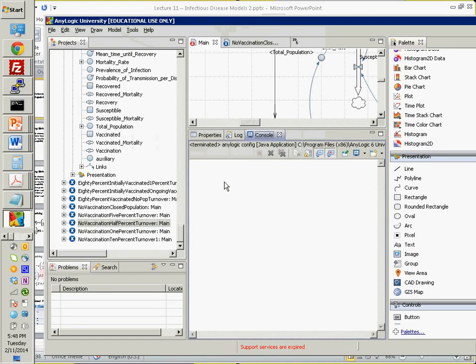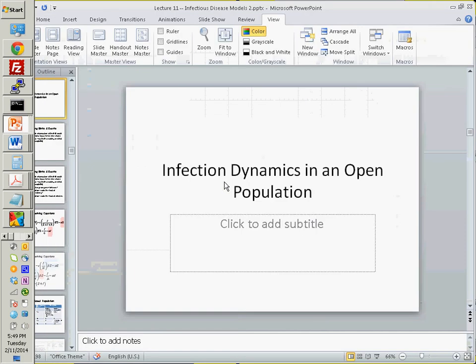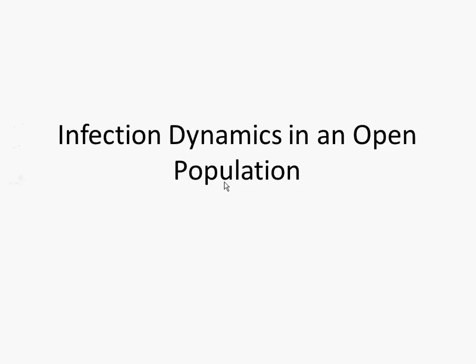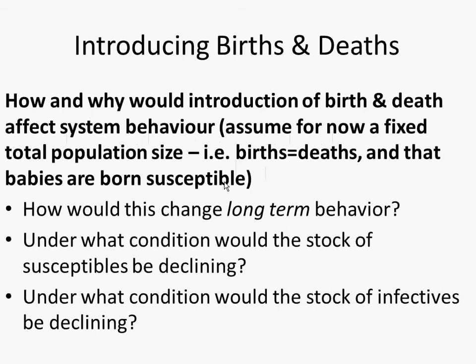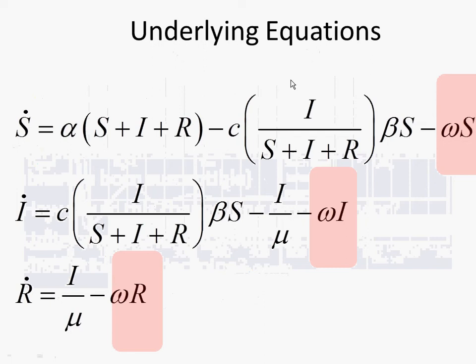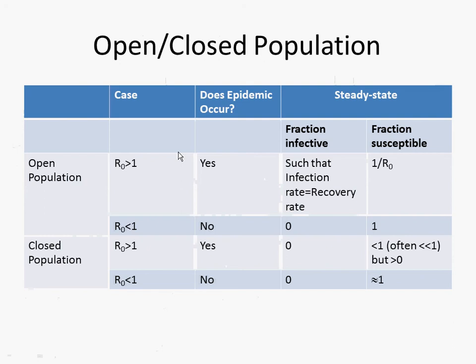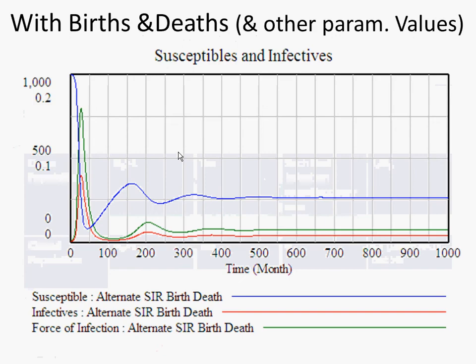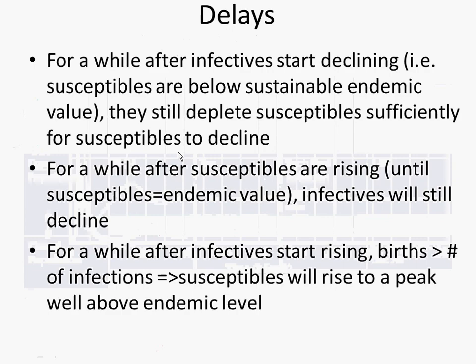Let's talk about this issue in a little bit more detail. So now we're introducing births and deaths. The question is, how does it change long-term behavior? Under what conditions would the stock of susceptibles still be declining, and the stock of infectives still be declining? So now we have this situation like we had last time, but we have these death flows and a birth flow here. This is the total population here, and we just have some alpha. But here, alpha equals omega. Okay, we'll come back to that. So here's with births and deaths. These are the components we have.